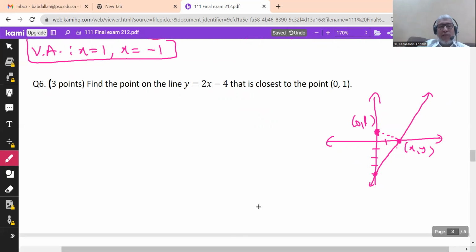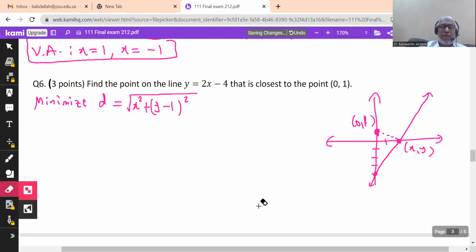So we need to minimize the distance between the point 0, 1 and the point xy. The distance is given by the square root of x minus 0 squared plus y minus 1 squared. This is the formula for the distance, and we can deal with the square root if you like.